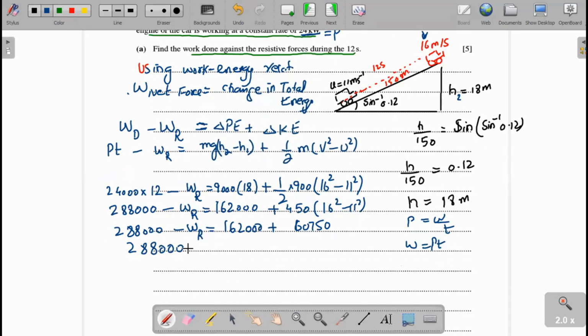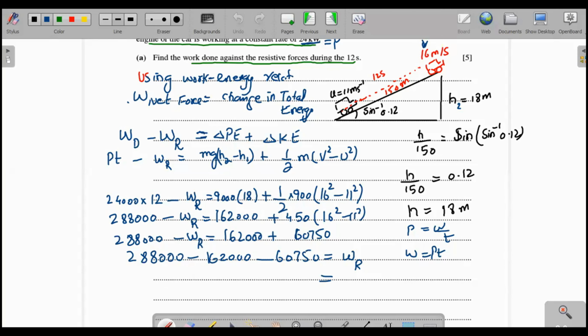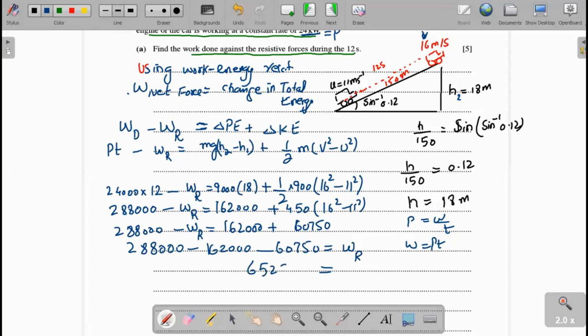288,000 minus 162,000 minus 60,750 equal to WR. We can calculate it. Now we get 65,250. 65,250 joule is the work done by resistive force. This is the answer. Now we go to the next part.